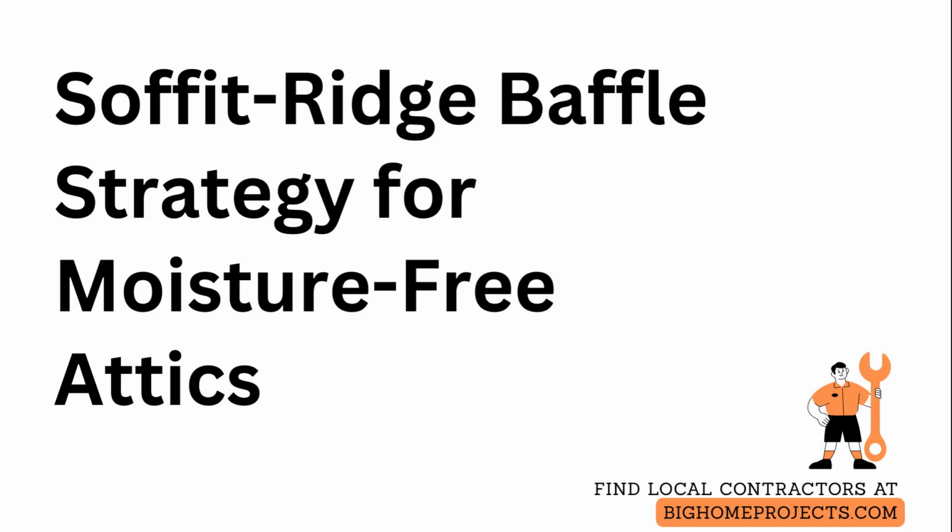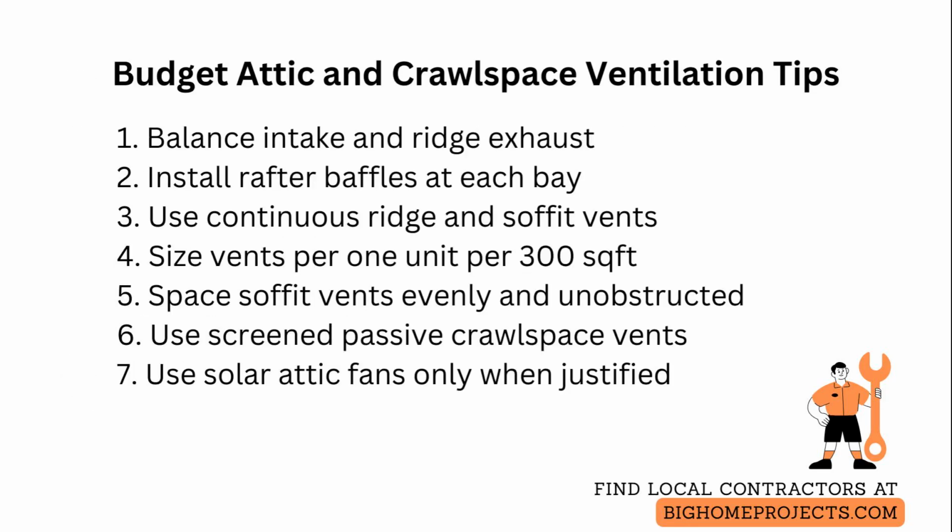Basic attic and crawl space ventilation can stop moisture and prolong a building envelope without high cost. Start by balancing intake at the eaves with exhaust at the ridge to create continuous airflow through the attic. Install baffles at each rafter bay to keep insulation from blocking soffit vents and maintain a clear air channel from the eaves up to the ridge.